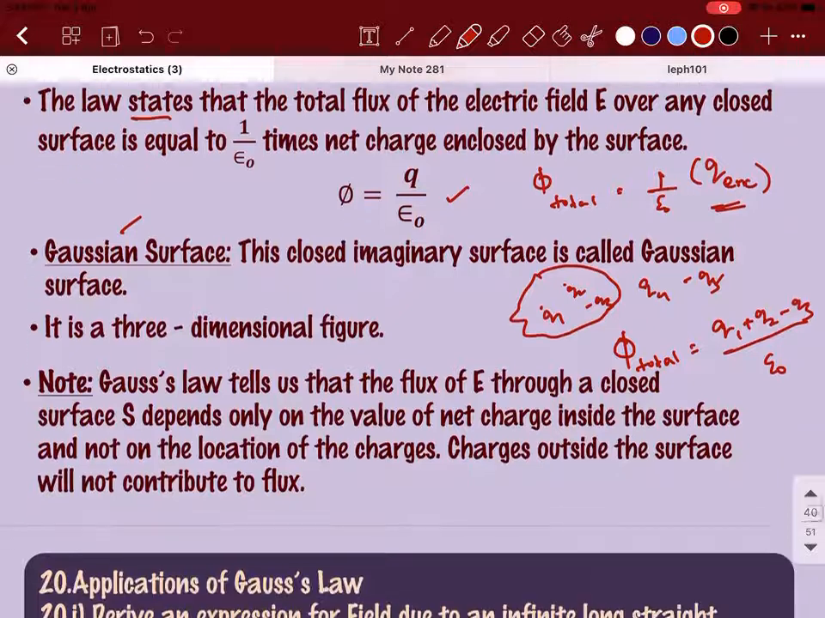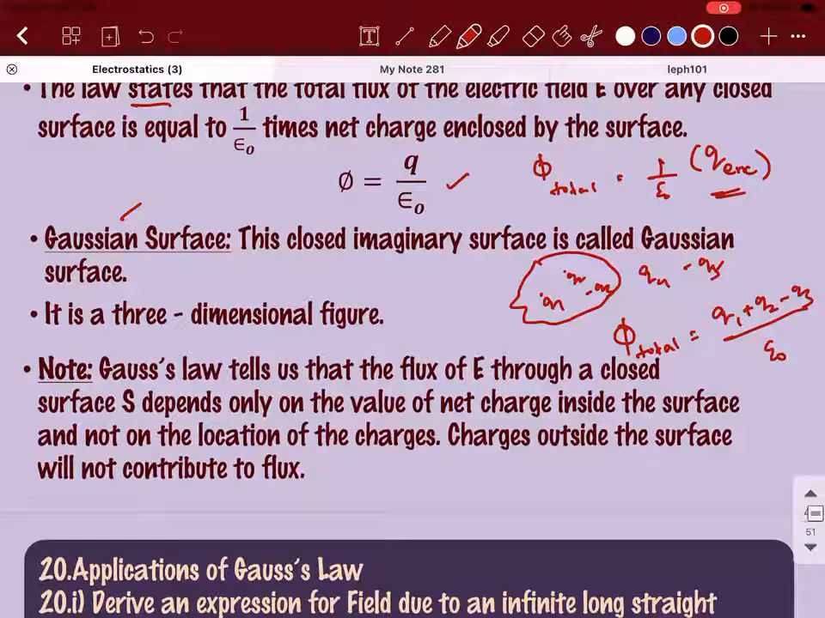Is that clear? So keeping this in mind, we can say that Gauss law tells us that the flux through a closed surface depends only on the value of net charge that is present inside the surface, and it does not depend on the location of the charges. Secondly, it does not depend on the charges that are present outside the surface. This is a very, very important point to be noted.